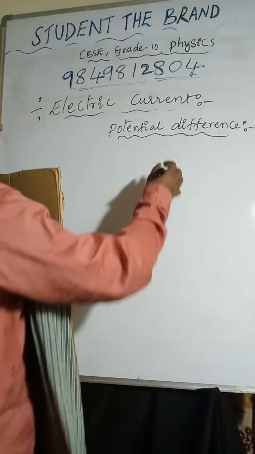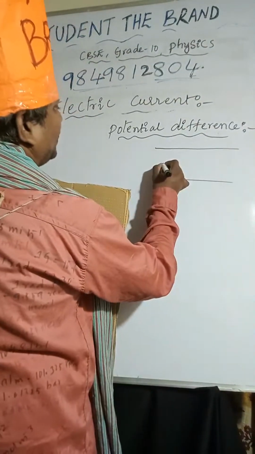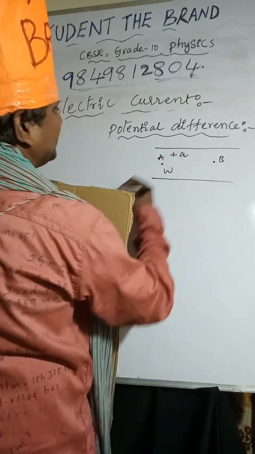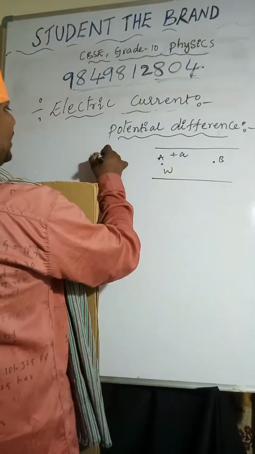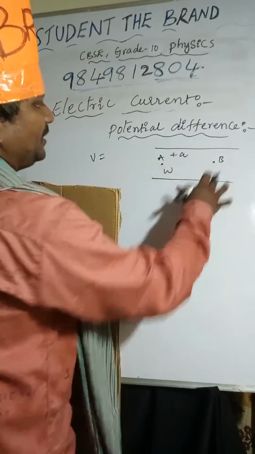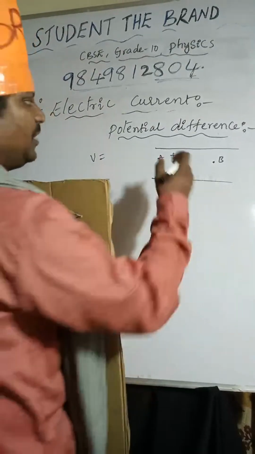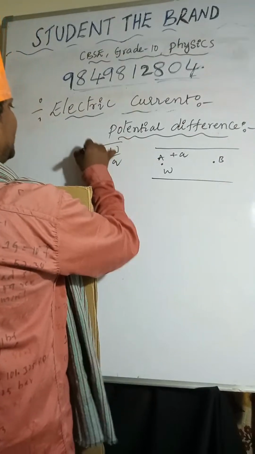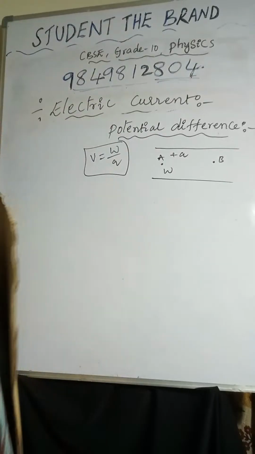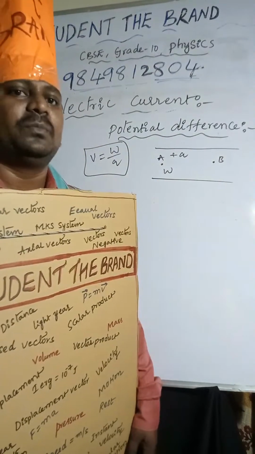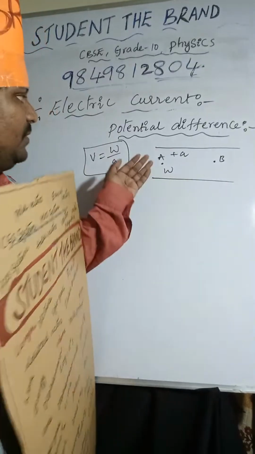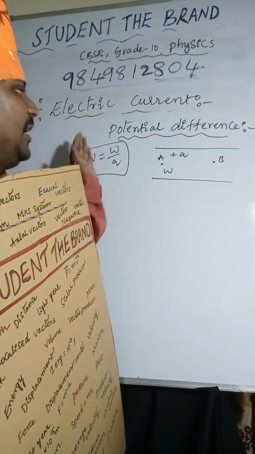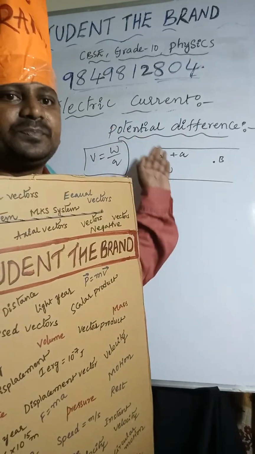So here you can observe, I am taking this as point A and this as point B. A positive charge is there, and we are doing some work to bring a unit positive charge from point A to point B. That is nothing but V equal to W by Q. So the work done to bring a unit positive charge from one point to another point within the conductor or within the field is known as potential difference. V equal to W by Q.